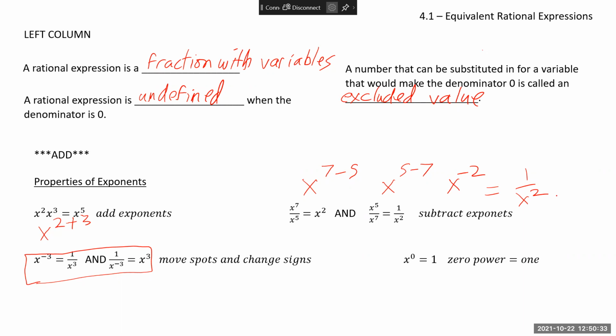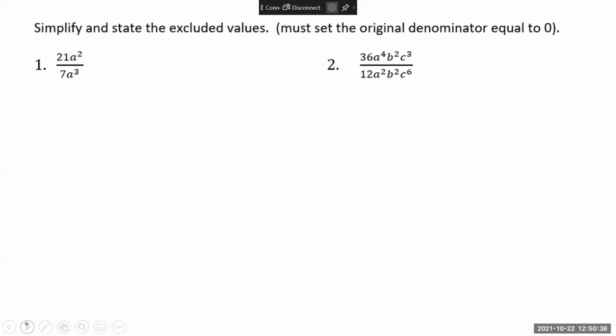So let's try it. Everybody go ahead and look at the couple examples here at the beginning. We've got 21a squared over 7a cubed. Take the numbers out in front and treat them like a fraction, 21 over 7. Well, 7 goes into 21 3 times.